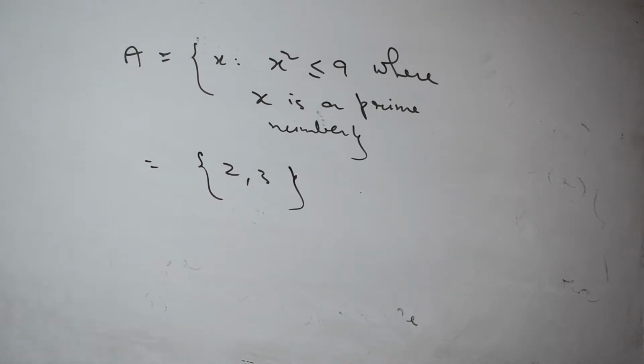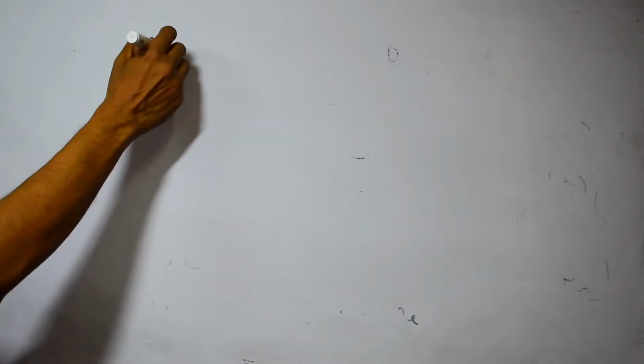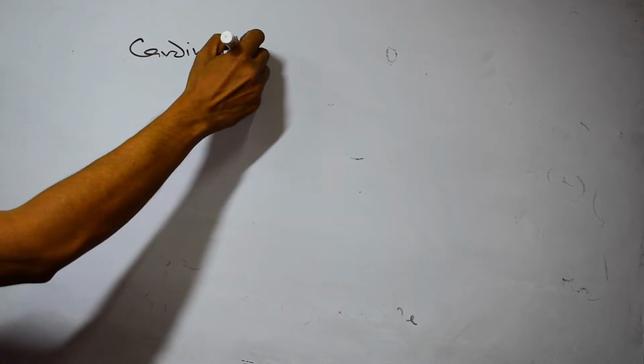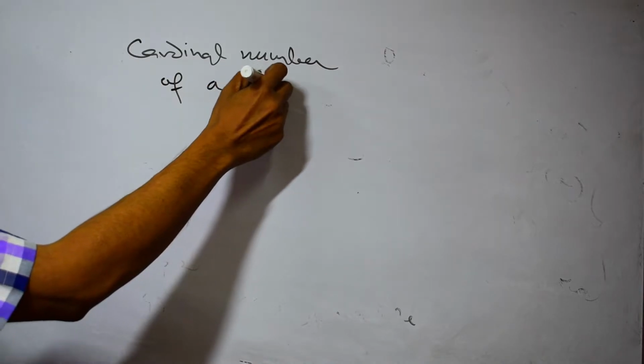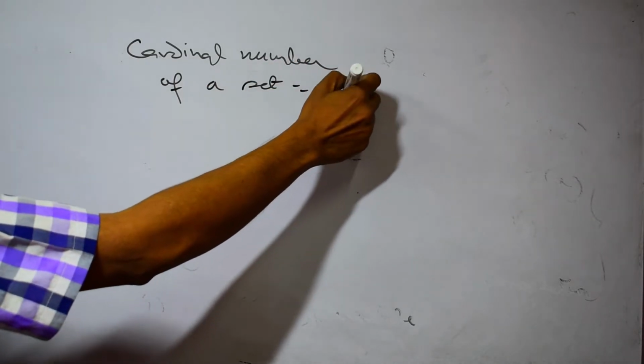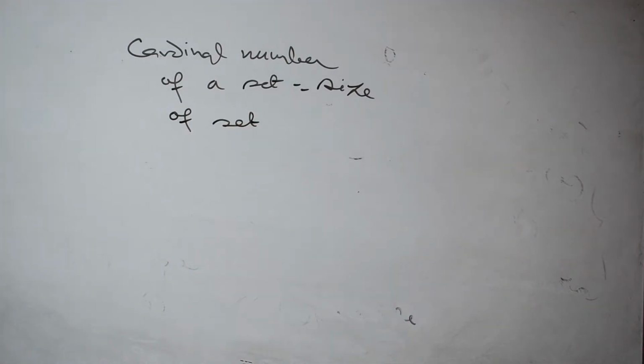And the next one is the roster method or selector method. We write the exact elements of the set. Now in the set, we have one thing, that is cardinal number. Cardinal number of the set is the size of the set. Cardinal number of a set means size of a set. Size of a set means how many elements are in the set.